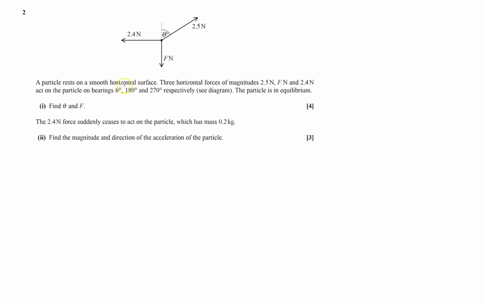So the particle rests on a smooth horizontal surface. 3 horizontal forces of these magnitudes. So this is a bird's eye view. These are horizontal, and we're looking down on the particle which is resting on the table. The particle is in equilibrium.